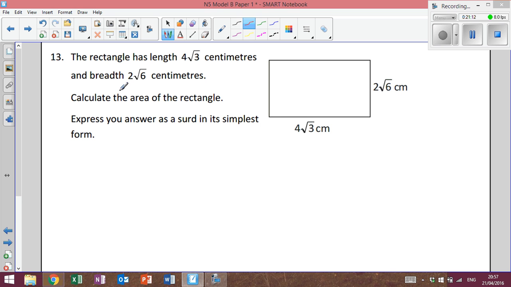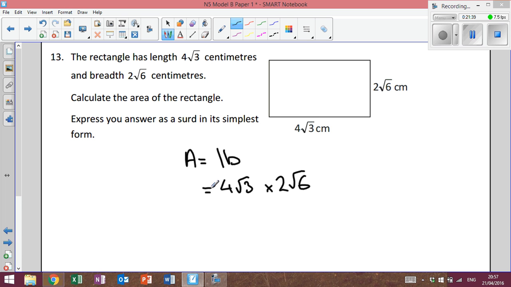Okay, 13, the rectangle has length 4 root 3 and breadth 2 root 6. Calculate the area of the rectangle. Now, surds are here, they're just here to scare you. You've been asked to find the area of a rectangle, and you've been able to do that for a number of years now. The area of a rectangle is length times breadth. It just so happens the length and breadth here are surds. So length is 4 root 3, breadth is 2 root 6.